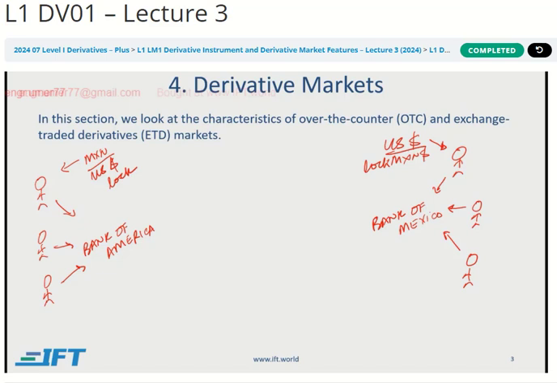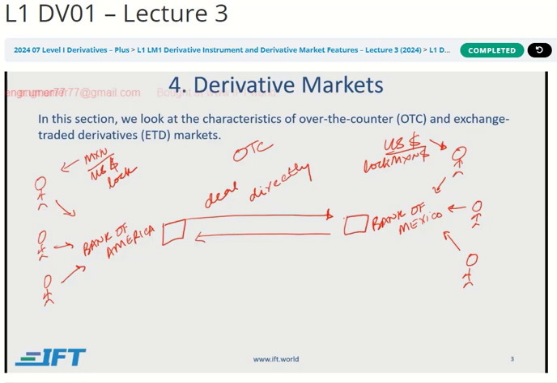Now, what the Bank of America and Mexico bank could do is get into a back-to-back arrangement with each other to lock this rate as well. So they can deal directly with each other, right? And this is what we call over the counter. This is the counter of Bank of America, and this is the counter of Bank of Mexico, and there is a person sitting at each counter, and they just pick up the phone and deal with each other.